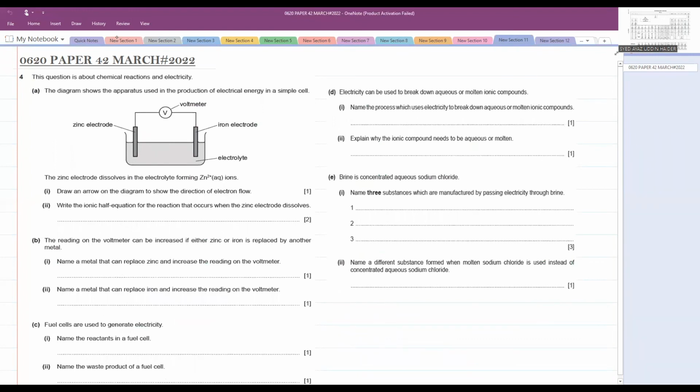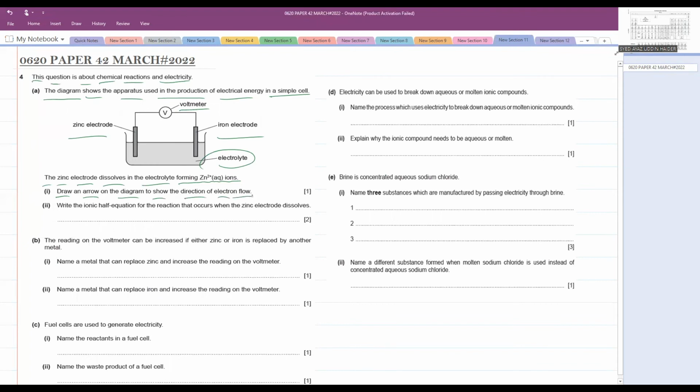Now, question number 4. This question is about chemical reactions and electricity. Part A, the diagram shows the apparatus used in the production of electrical energy in a simple cell. You see the diagram. We have a zinc electrode on the left side, an iron electrode on the right-hand side. This is a voltmeter, and you have an electrolyte. The zinc electrode dissolves in the electrolyte, forming Zn2+ aqueous ions. Part 1, draw an arrow on the diagram to show the direction of electron flow.